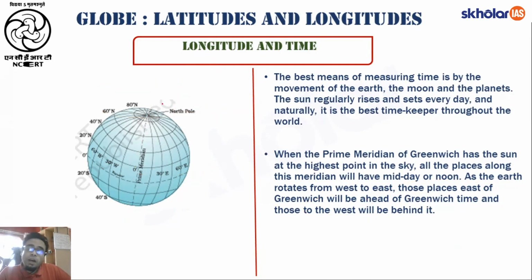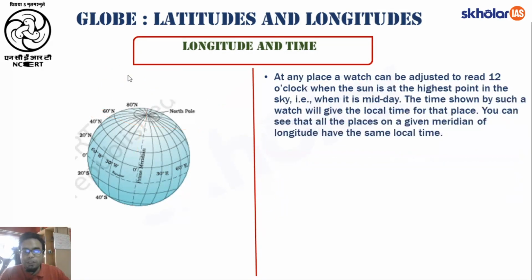Meaning what? For an example, if this is your 0 degree, suppose this is 12 p.m. here, right? So these places will have time which is earlier than 12 p.m., and the places to the west will have time which is a little later. Understood this? So all the places found to the east will have time earlier than 12 p.m., and the places to the west will have time behind 12 p.m. Understood this? Very, very important, right?